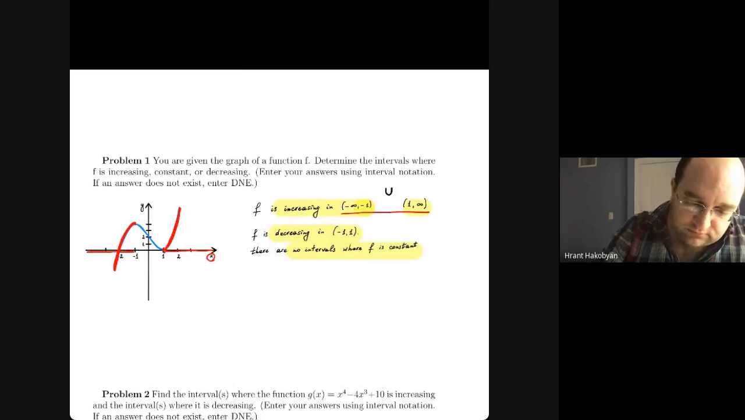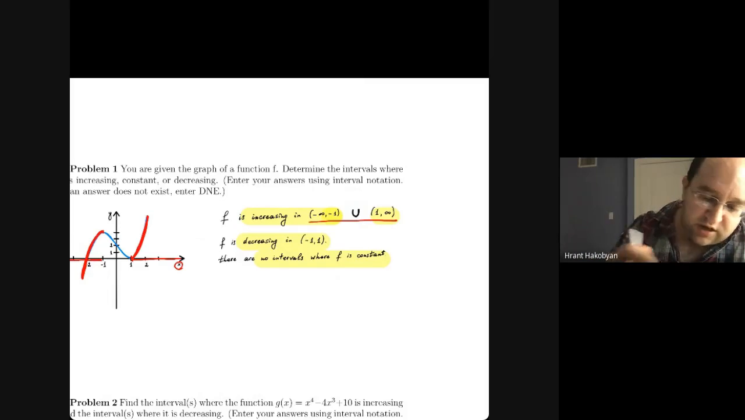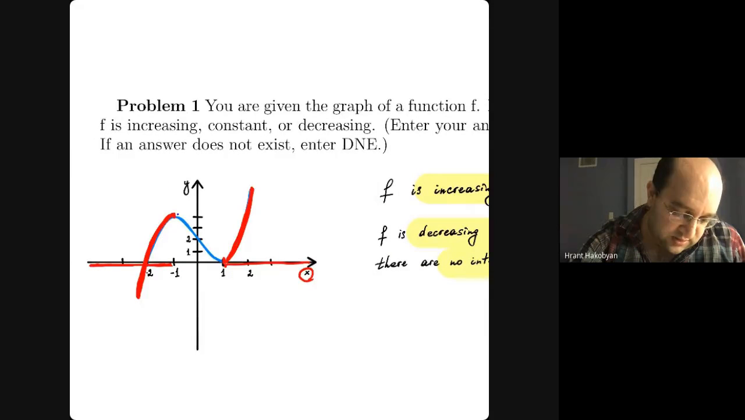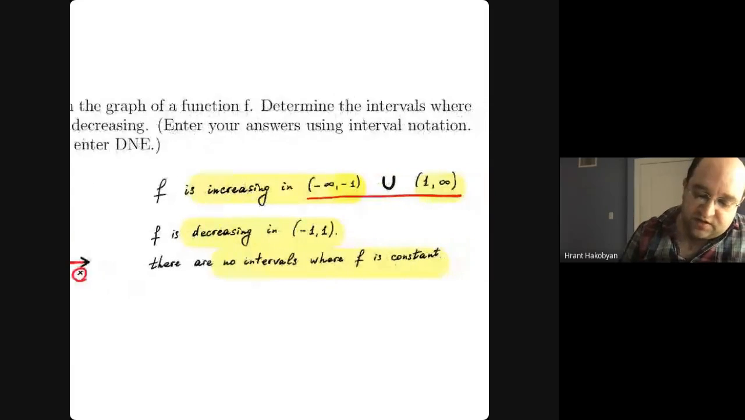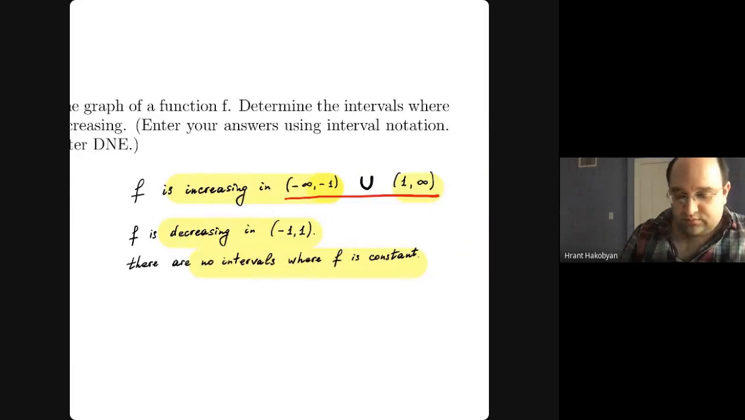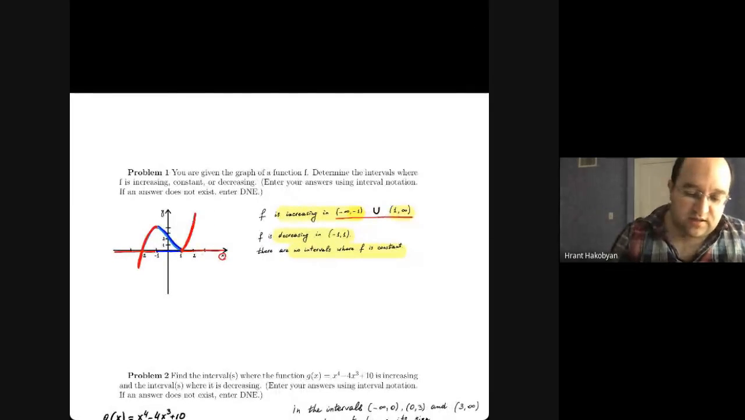So I'm just going to write it like that. And where is the function now decreasing? Well, it is decreasing in this interval here, right? So that means between negative 1 and 1. And that's what we have. F is decreasing in negative 1, 1. And there are no intervals where f is constant. So that's our problem 1.